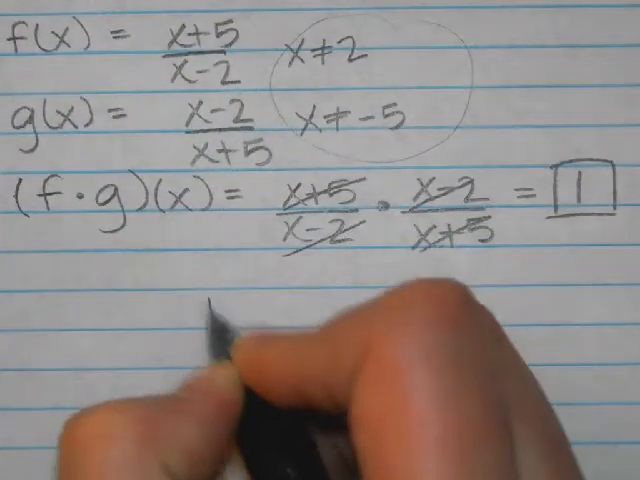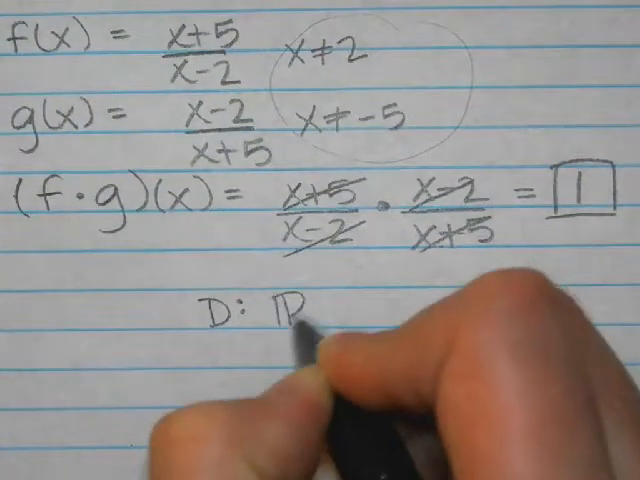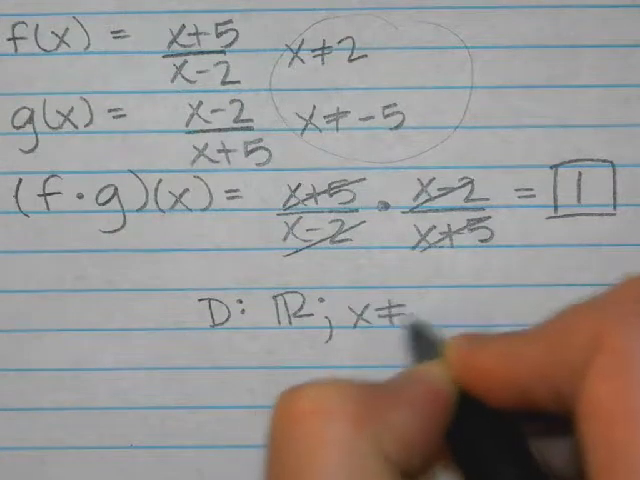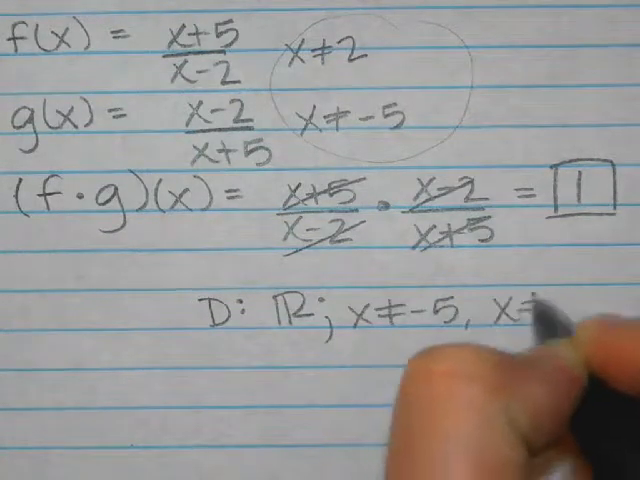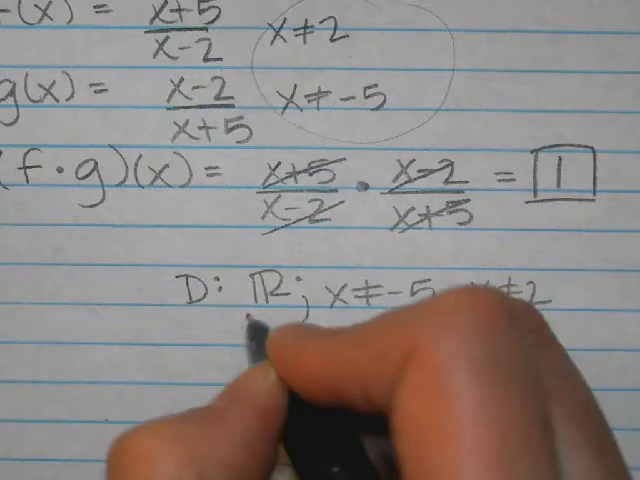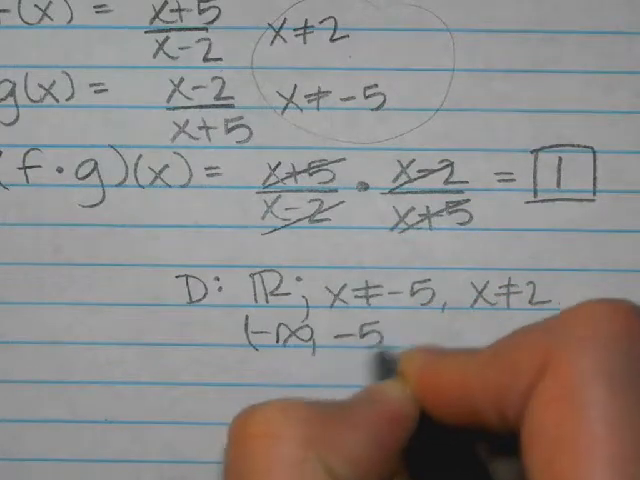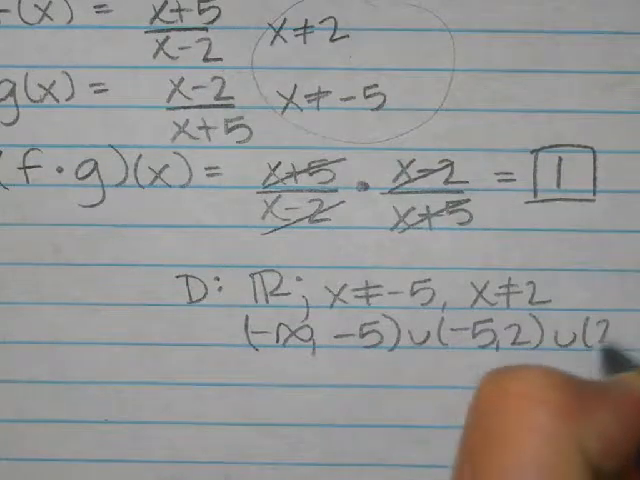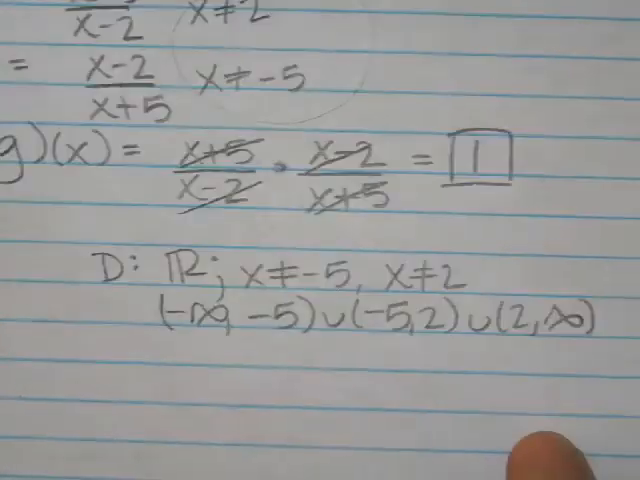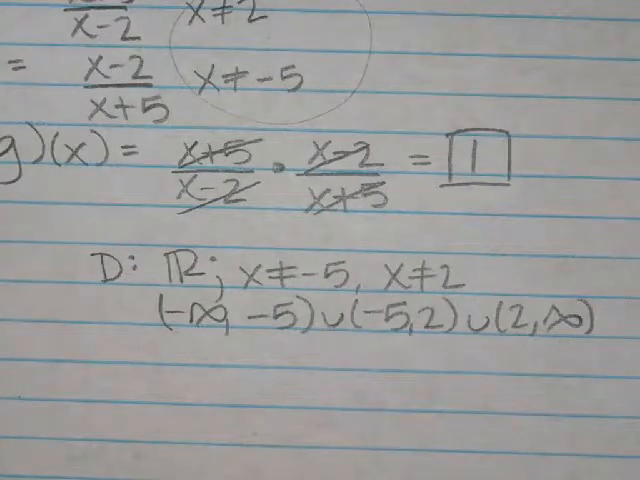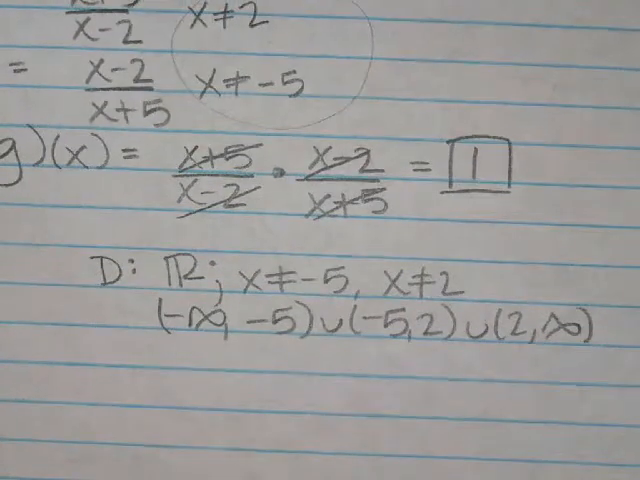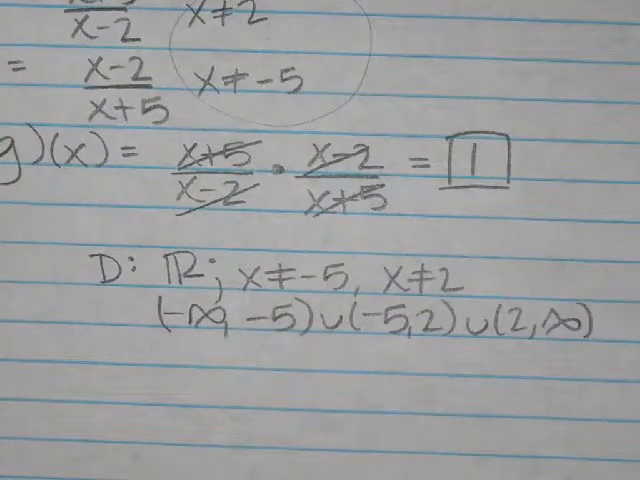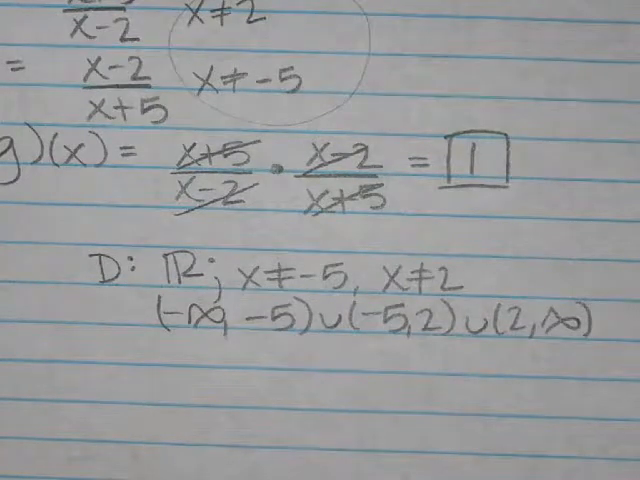Okay? So domain, all real numbers, skip negative 5, skip 2. Or we could also write it as negative infinity to negative 5, negative 5 to 2, 2 to infinity. So 2 different ways of writing the same thing. If you wanted to write it with inequality symbols, you could. I just don't usually in this situation because it's complicated.